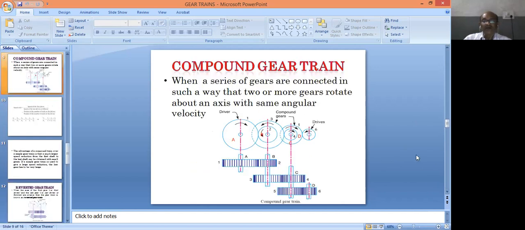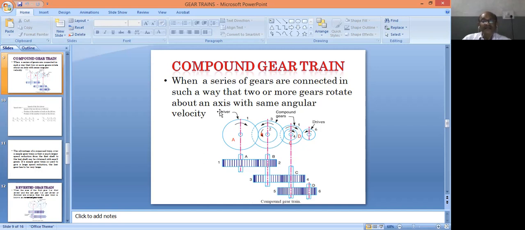Next, the compound gear train. Here, consider four shafts A, B, C, and D. Let us assume shafts B and C each carry two wheels on the same shaft. That is, shaft B carries gear wheels 2 and 3, and shaft C carries gear wheels 4 and 5.